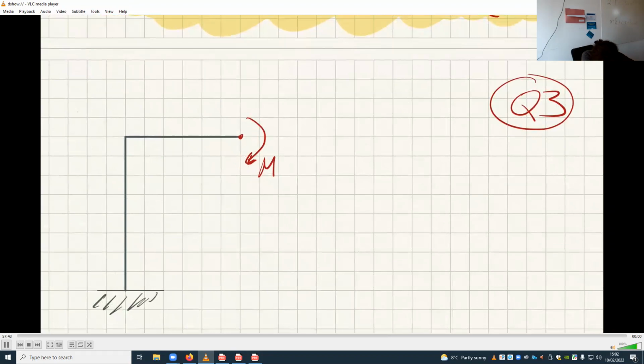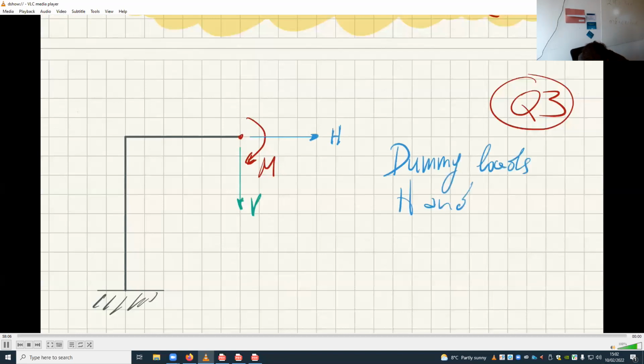In this case, I'll use a dummy load V, which would be my vertical dummy force, and a dummy load H, which is my horizontal dummy force. Dummy loads H and V, because I want to find delta V and delta H.